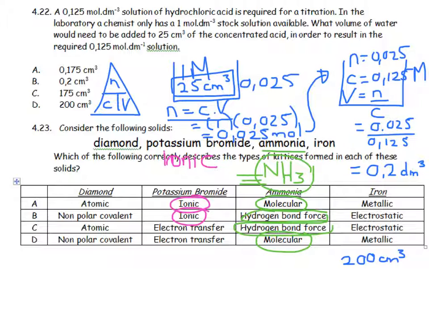Iron is quite clearly a metal, so we are going to land up with a metallic lattice. And we have got diamond, which is a number of atoms held together in a lattice full of atoms, it is called an atomic lattice. So we land up, it's a non-polar covalent bond, admittedly, but it is not a non-polar covalent lattice. It is an atomic lattice. So it turns out that your correct answer is going to be A.